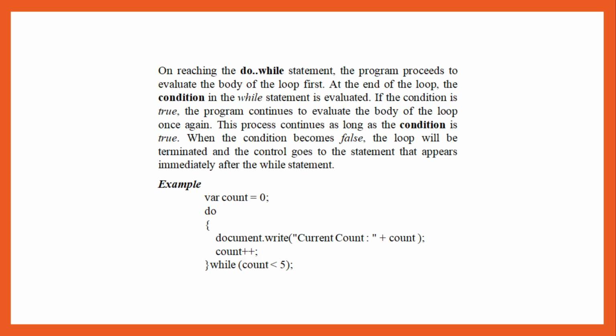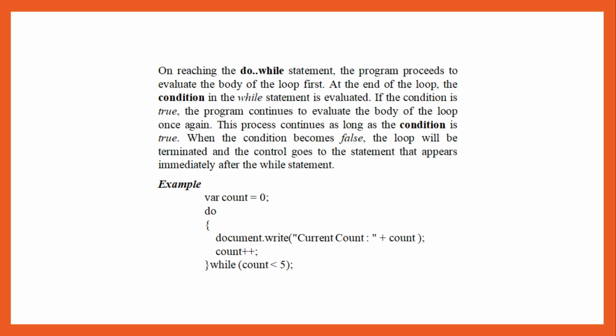See the example for the same program where count is 0. Here, whether the condition is true or false, the body of the loop is executed at least once. So count is 0. Document.write count, count plus plus. Now it will check the condition 0 less than 5. Now the condition is true. Again it will execute the do while block. The body of the loop is executed until the condition fails.